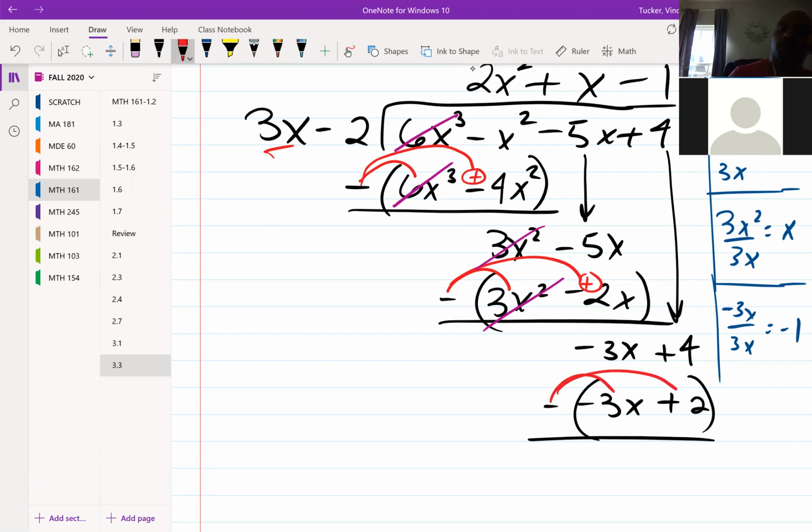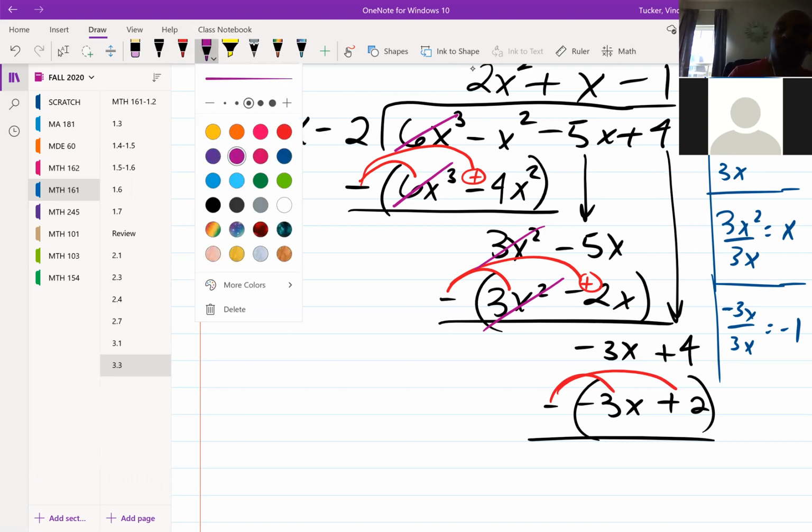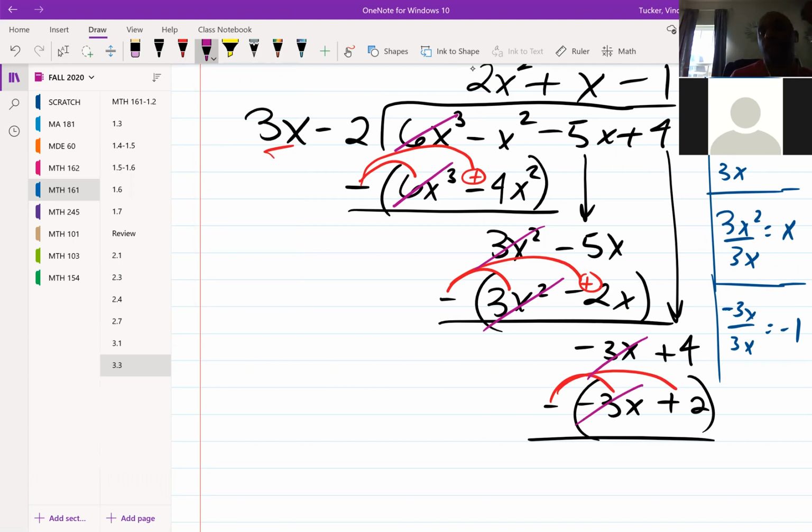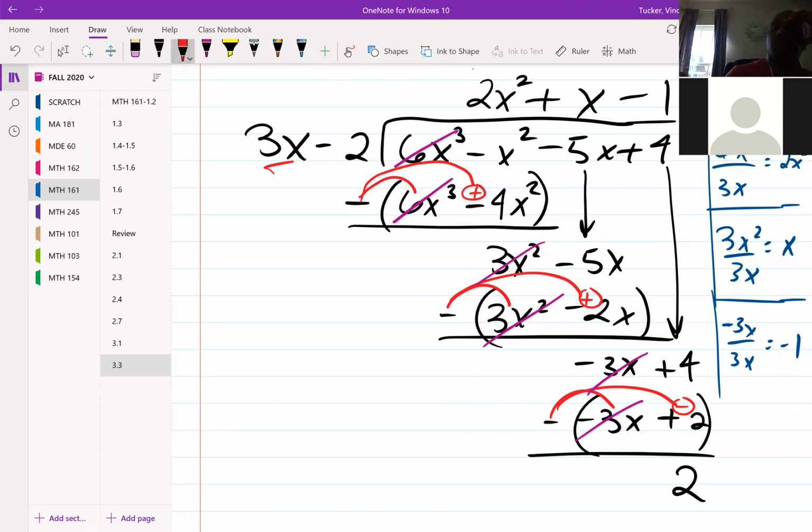Distribute the negative. Negative 3x plus 3x will cancel. Here my sign is minus. So 4 minus 2 is 2. And that's our remainder. We got to the end of our number over here. So that's going to be our remainder.